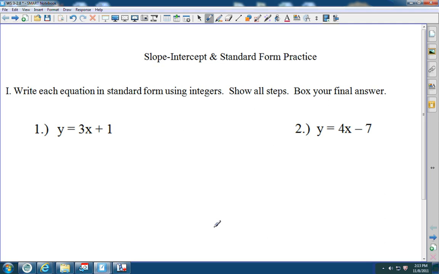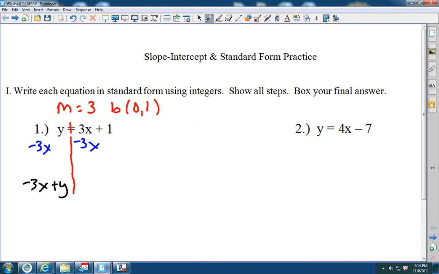Okay, so now it wants us to write each equation in standard form using integers. Right now this is in slope-intercept form. I know that my slope is 3 and my y-intercept is (0, 1). To make this go into standard form, I need to move my x over to the left. So I'm going to draw my line right here, and I'm going to move the 3x. I have to do the opposite by subtracting 3x from each side. Now I get negative 3x plus y equals 1. Well, there it is: ax plus by equals c.